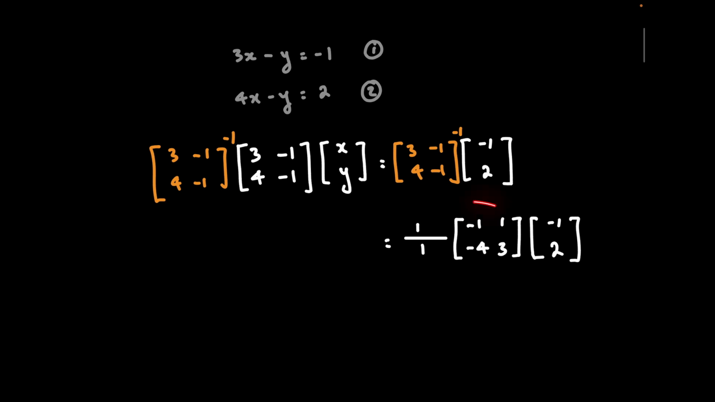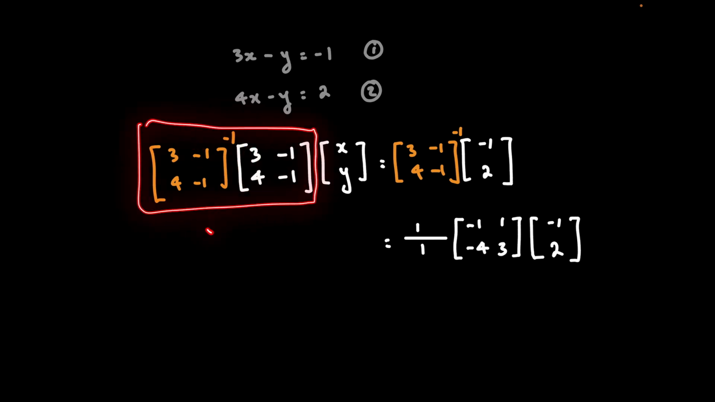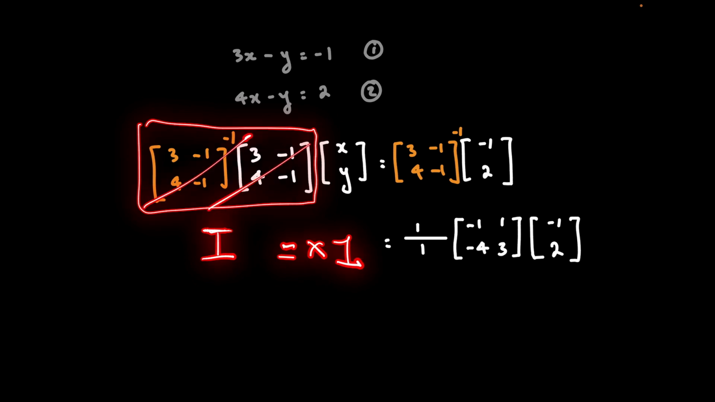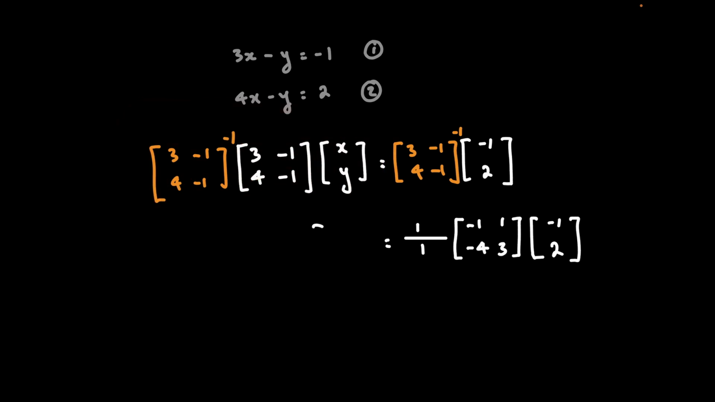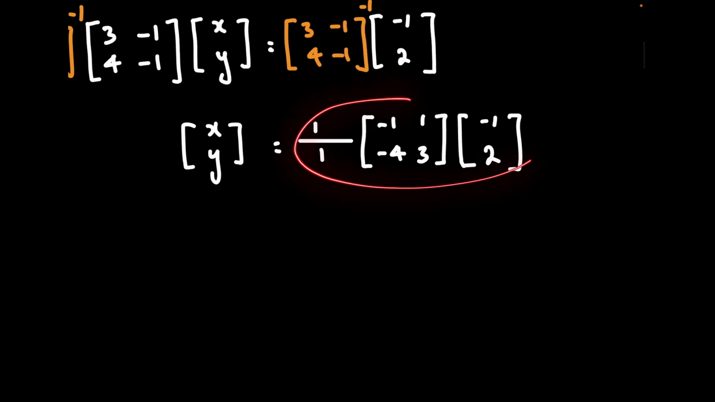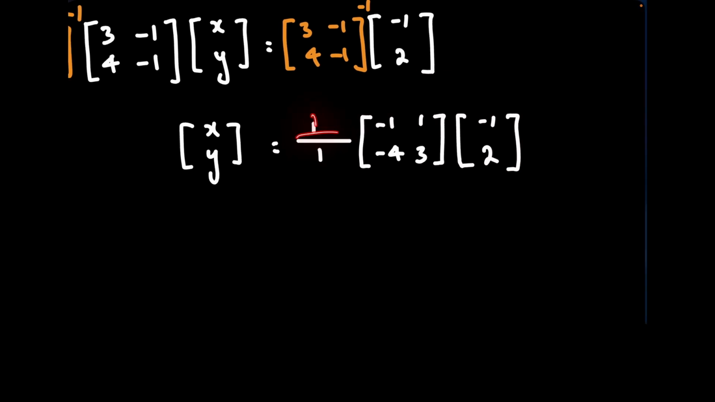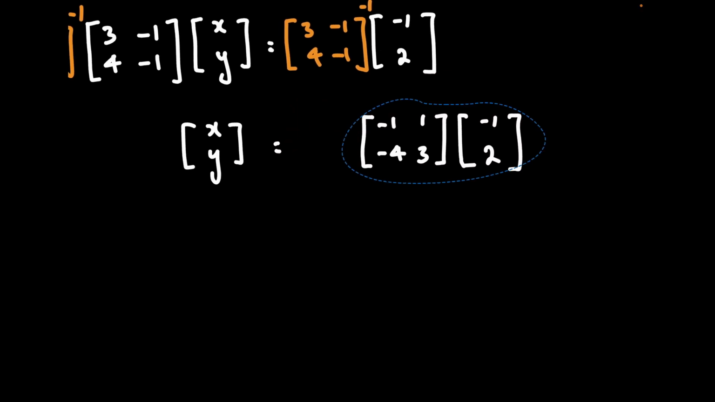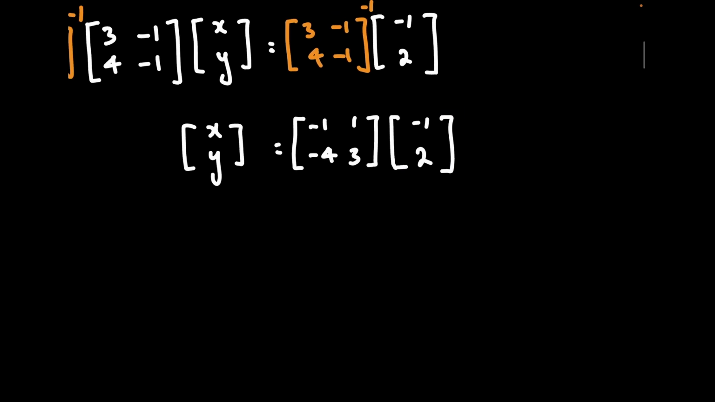Now what we have on the right-hand side is this over here. On the left-hand side, if we multiply the inverse of a matrix by the original matrix, or in other words, we pre-multiply a matrix with its inverse, this will equal the identity matrix. Another way of saying the identity matrix is simply times by 1. So this and this cancel, and we're just left with xy. Now all we have to do is solve this matrix over here. 1 over 1 is simply 1, so I'm not going to write that down. And we're now going to multiply these two matrices together.